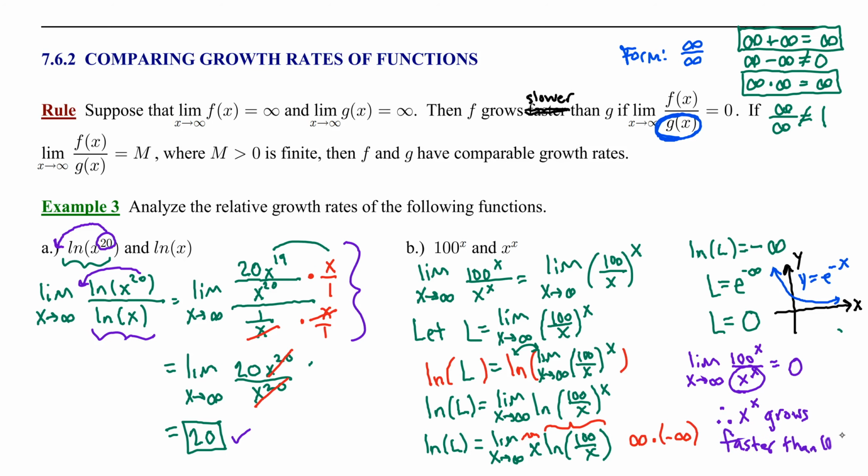We can say, therefore, x to the x grows faster than 100 to the x. You may have suspected that all along, and if you did, you would have been right.